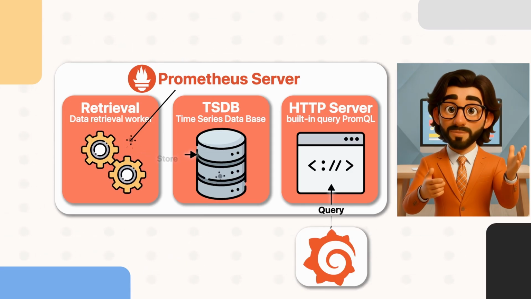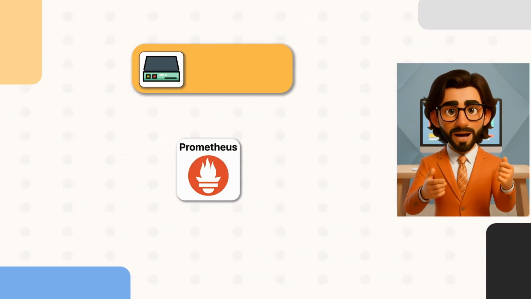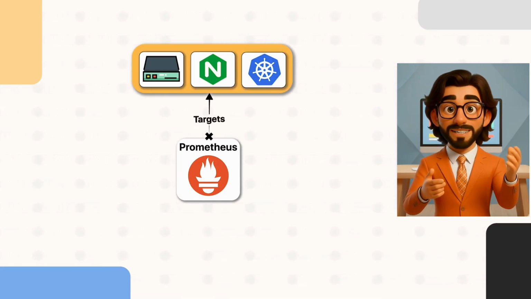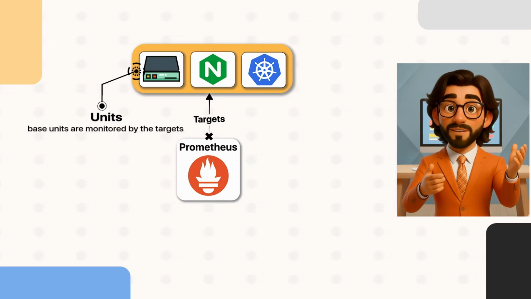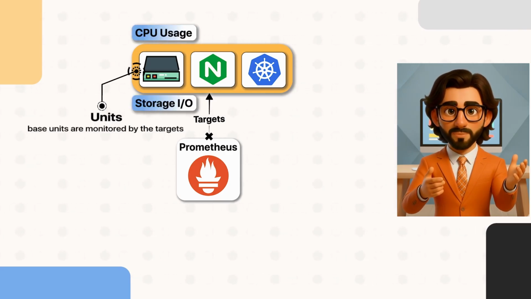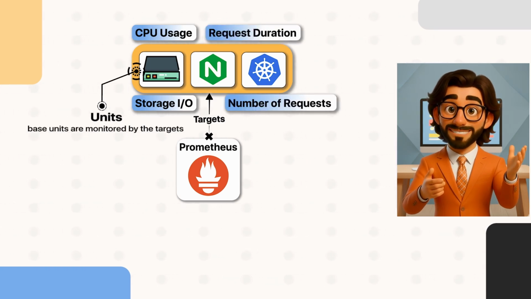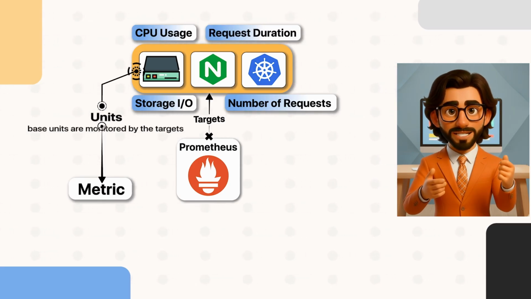Prometheus can monitor anything: Linux or Windows systems, applications, NGINX services, and more. In Prometheus terminology, these monitored entities are called targets, and each target has monitoring units. For example, if monitoring a server, the units could be CPU, I/O, or memory. If it's an application, units could be request count, duration, etc. These units are called metrics, and all metrics are stored in the time series database.